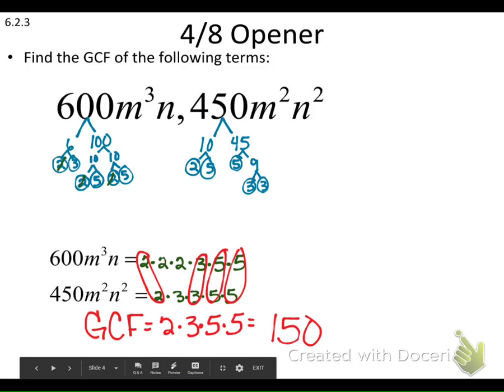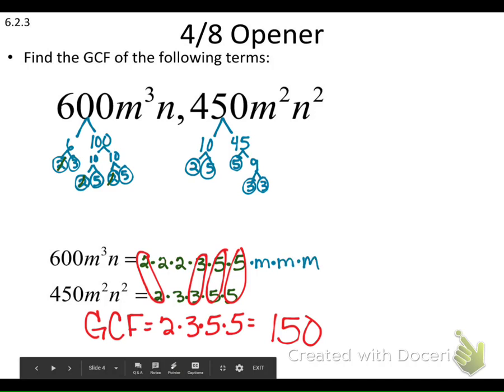What haven't I included in this? The variables, right? There's two ways to do this. Okay? I'm going to show you the long way first, and then I'm going to show you the shortcut. And we're going to learn both today. But I want to show you the long way so you can visually see what I'm talking about. So what I would do with this is, how many m's do I have for 600? So I'd write that out like that.